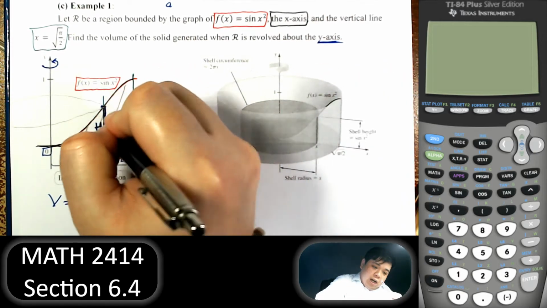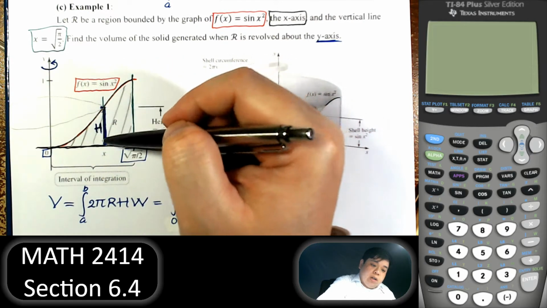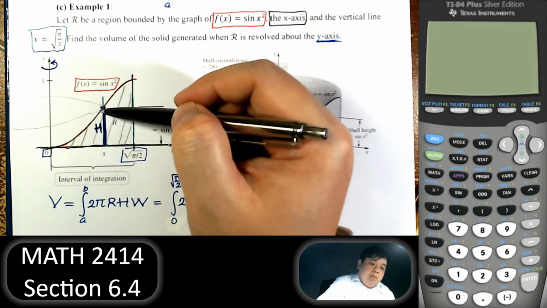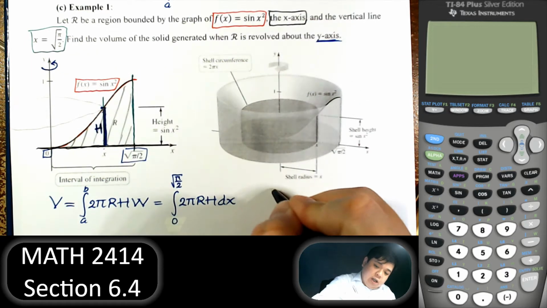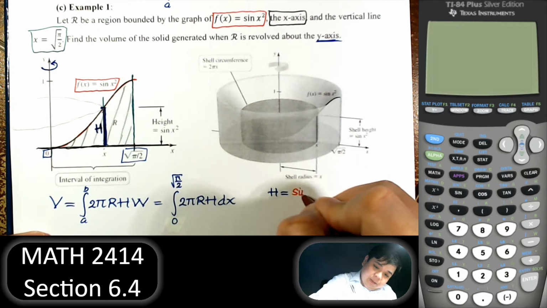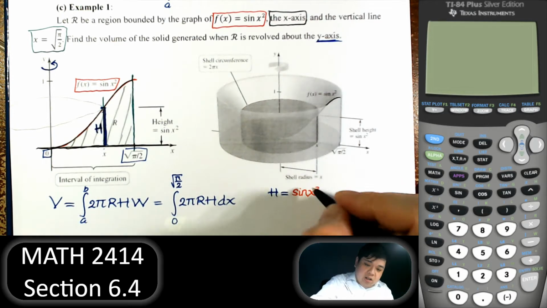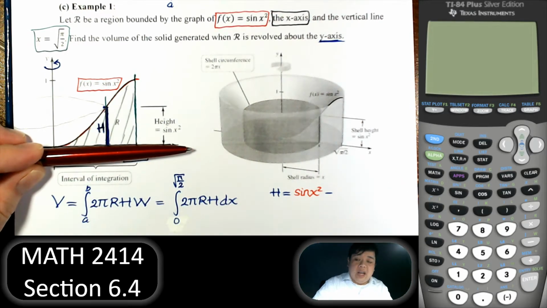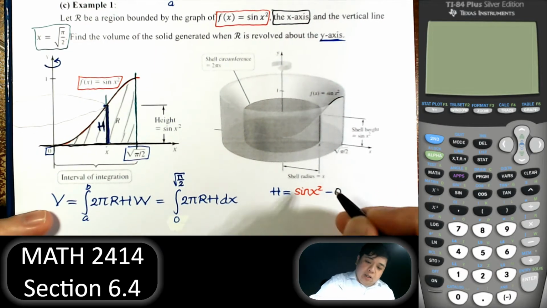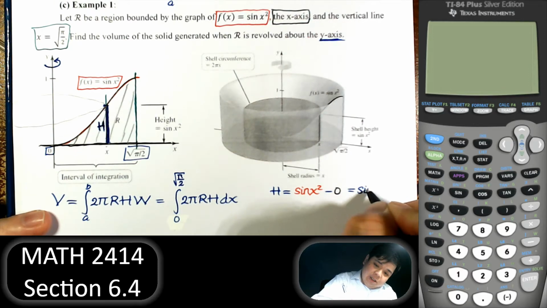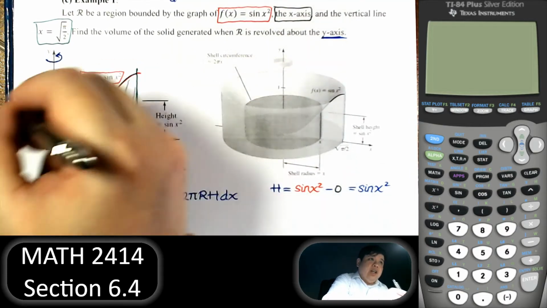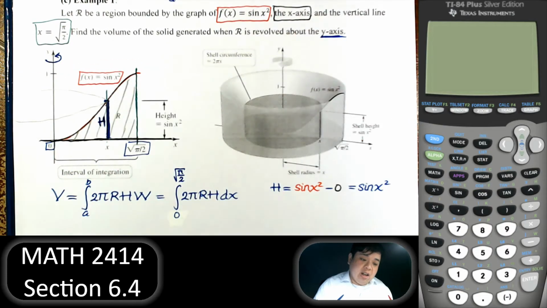And the height, of course, is going to be the difference of the two functions. The one on the top, and the one at the bottom. So upper function minus the lower function. So the height is equal to the upper function sine x squared minus the lower function, the x-axis, which is y equal to 0. So that is the height. If you draw that cylinder, you see that it is indeed the height.